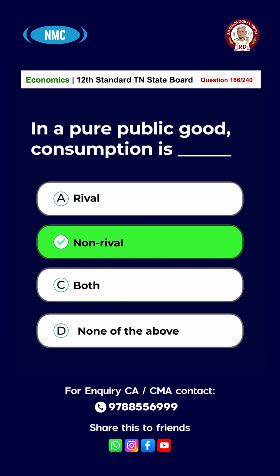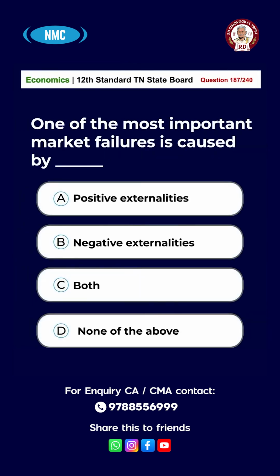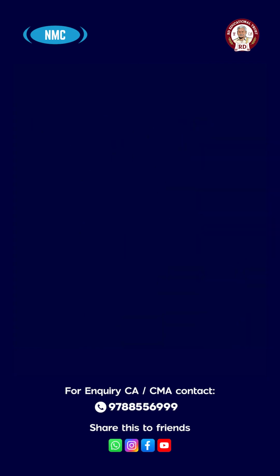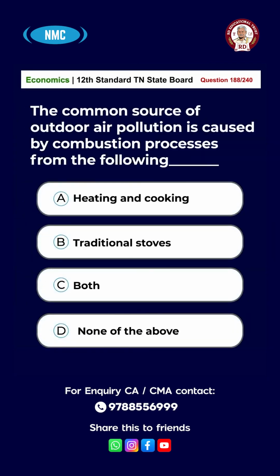Non-rival. Question number 187. One of the most important market failures is caused by A. Positive externalities, B. Negative externalities, C. Both, D. None of the above. The answer is option B. Negative externalities. Question number 188. The common source of outdoor air pollution is caused by combustion processes from the following. A. Heating and cooking, B. Traditional stoves, C. Both, D. None of the above. The answer is option B.